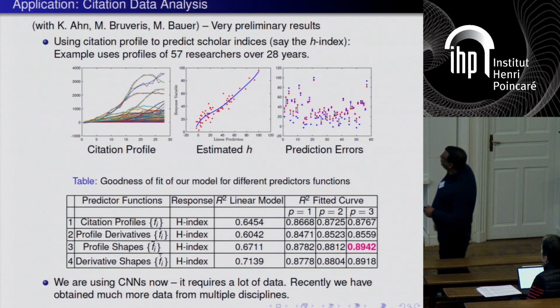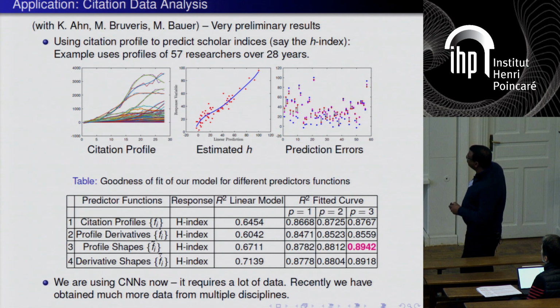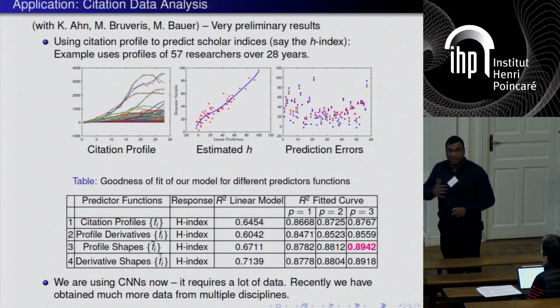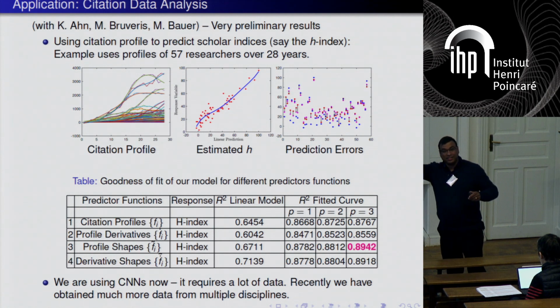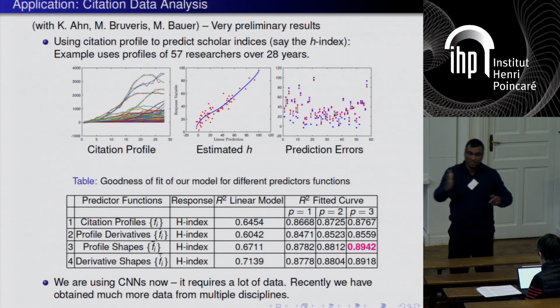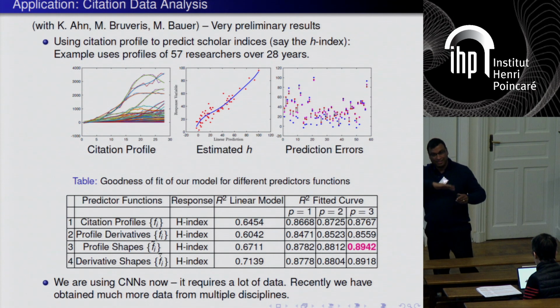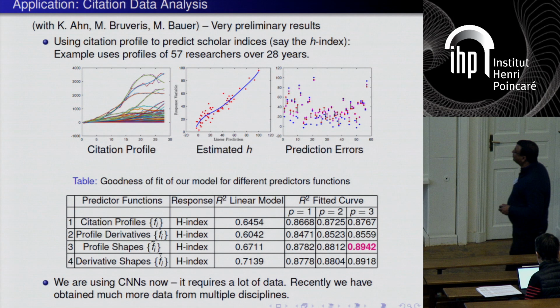I will just quickly say what we have, a lot more details to it. But if you use just the citation profiles, just the functions themselves, without worrying about shape, a linear model gives us this R square, and the nonlinear single index model gives this. And when we start looking at the shapes, that means we start time warping them to align them, then you start getting some improvement. If you have an increasing shape, then it doesn't matter whether you peaked early or peaked later, at least you have shape for the purposes of H indices.